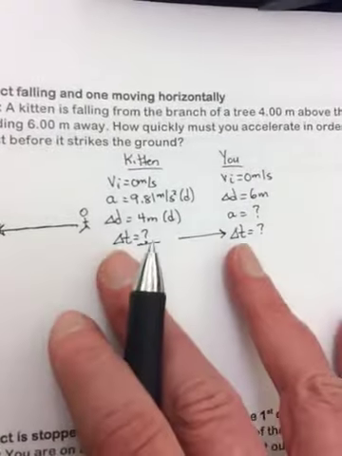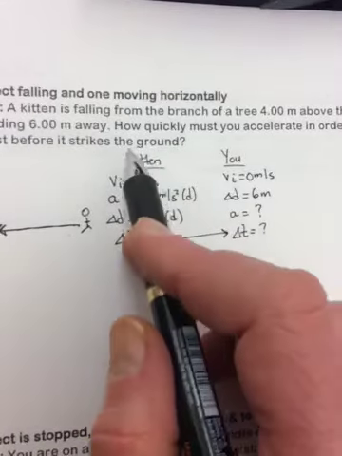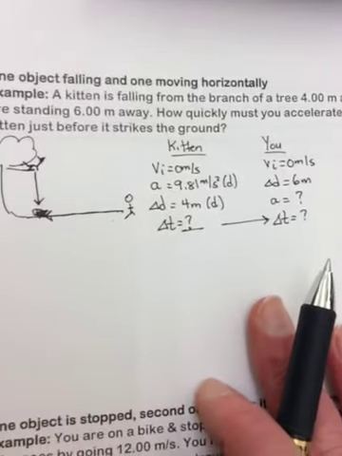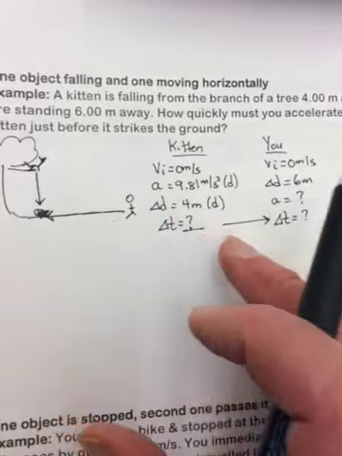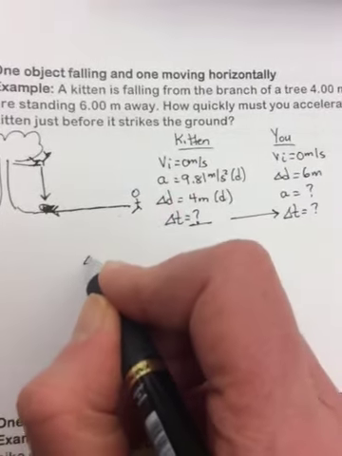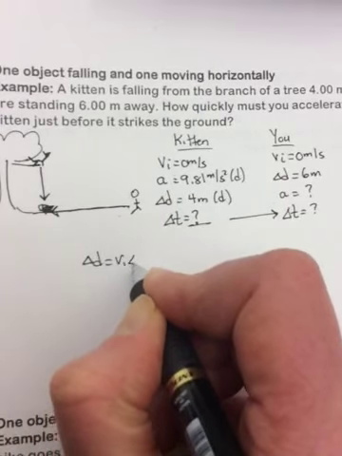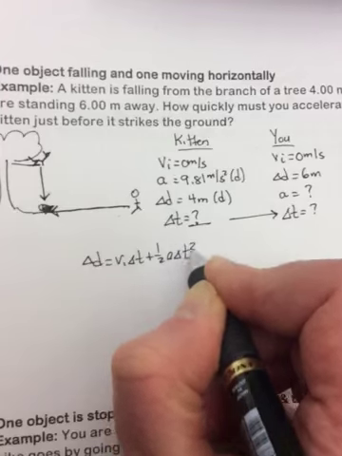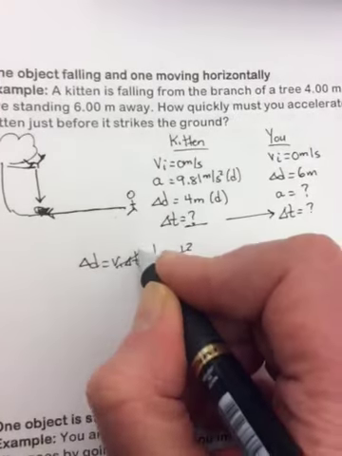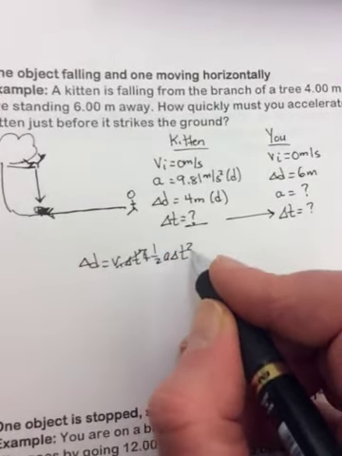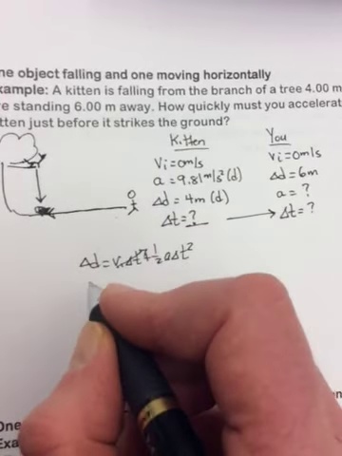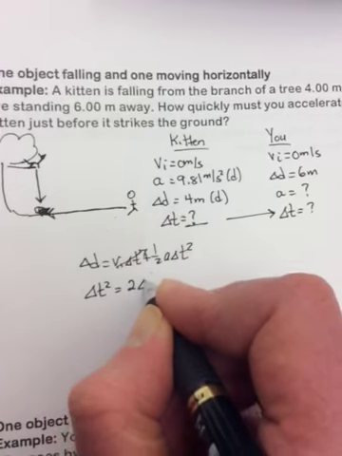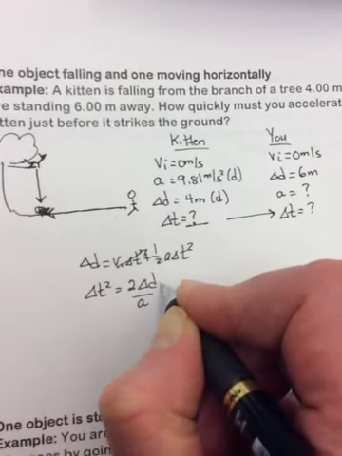So now if you look at your sets of givens, you'll see you only have one unknown for the kitten, which means you can solve for it. So you have a delta D, a VI, an A, and a delta T. So you can use delta D is equal to VI delta T plus 1/2 A delta T squared. The VI is 0, so this term disappears. And you're going to rearrange for the T squared. So multiply both sides by 2 and divide by A. So it becomes 2 delta D over A.